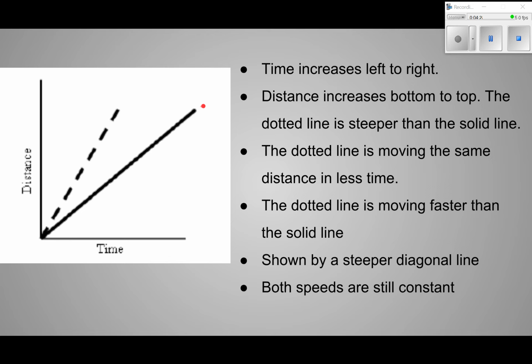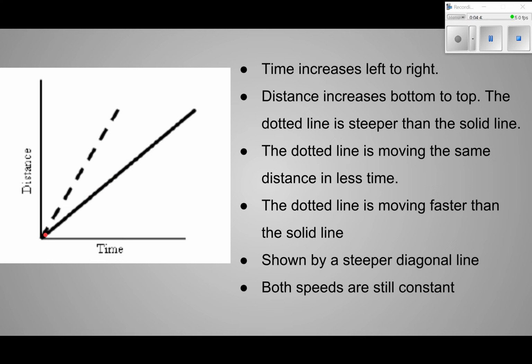So the distance that they're traveling is the same. But the dotted line is doing it quicker. It does it in less time. So this line shows us faster motion than this solid line.